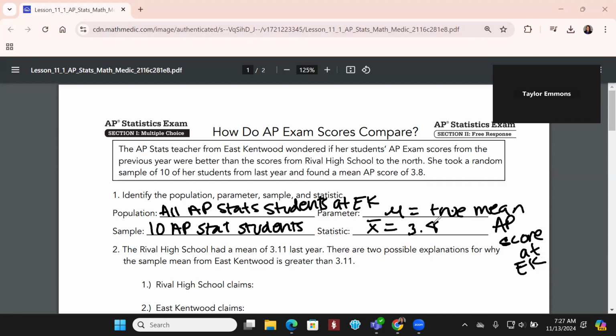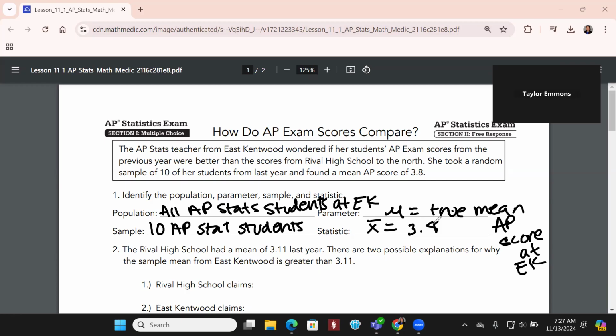X bar sample, mu population. Okay. Mu population, X bar sample. Okay. Difference between parameter and statistic. Parameter is population, sample is statistic. Good. PPSS. That's how you remember that.